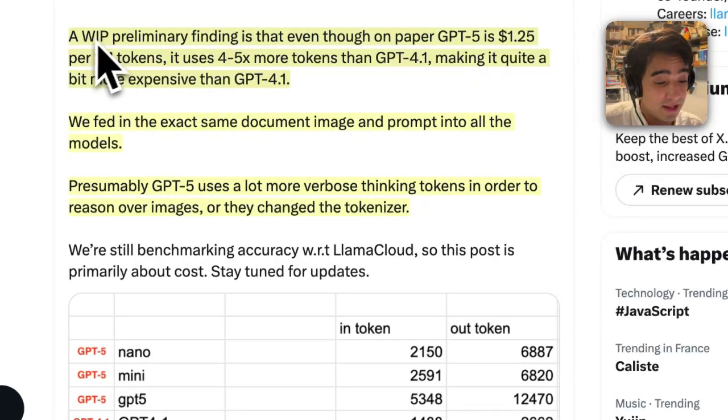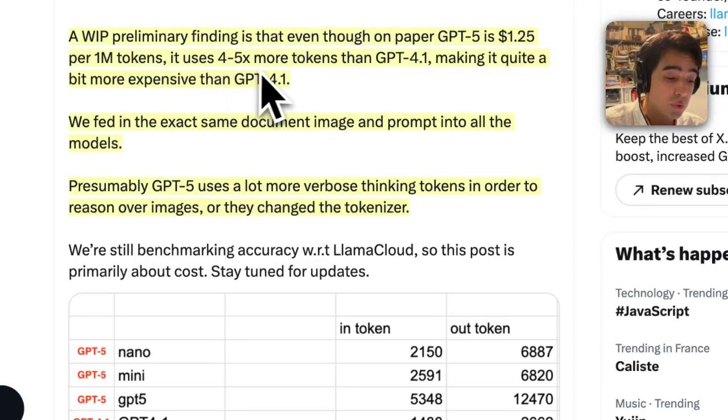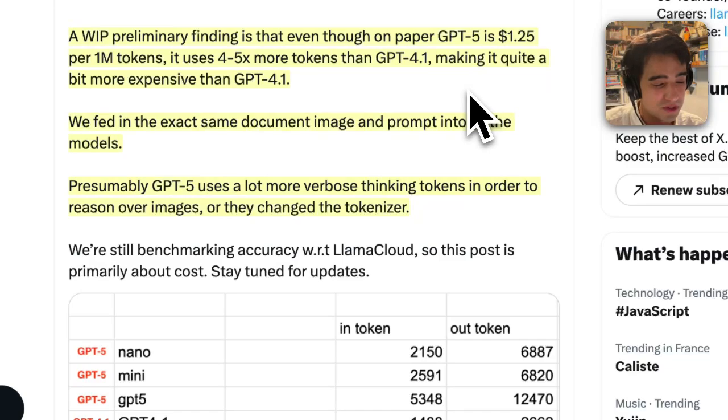And they say right here, in a work in progress, that a preliminary finding is that even though on paper GPT-5 is $1.25 per million tokens, it actually uses 4 to 5 times more tokens than GPT-4.1, making it quite a bit more expensive than GPT-4.1. They said, we fed the exact same document image and prompt into all the models, and presumably GPT-5 uses a lot more verbose thinking tokens in order to reason over images, or they probably changed the tokenizer, we don't know. But this seems to be the case.